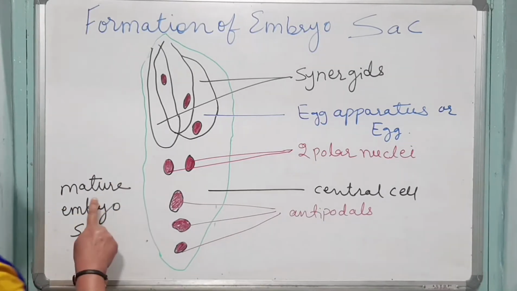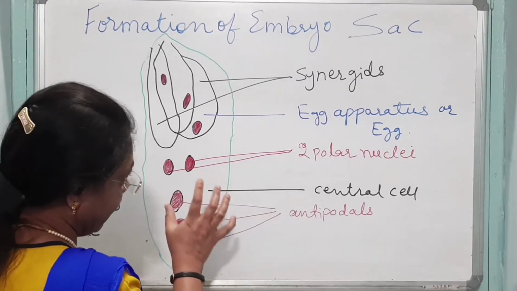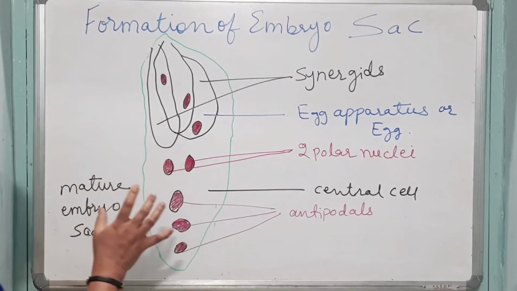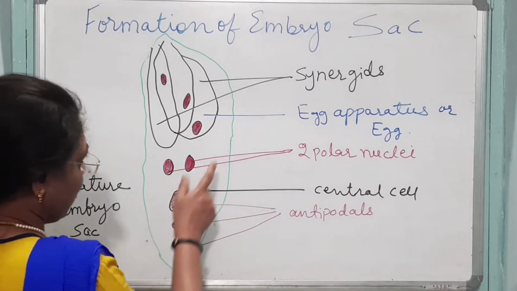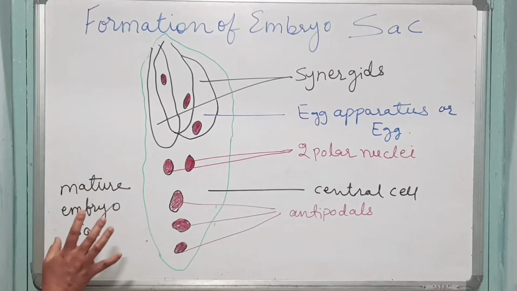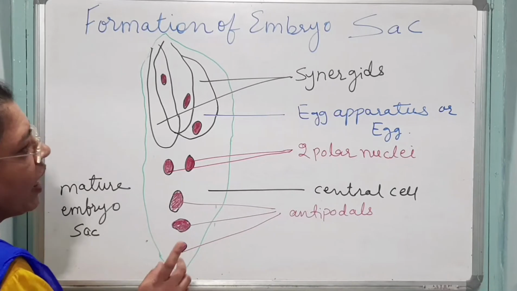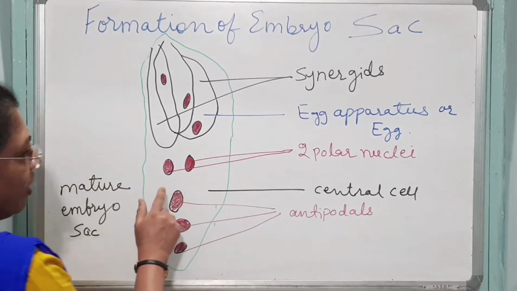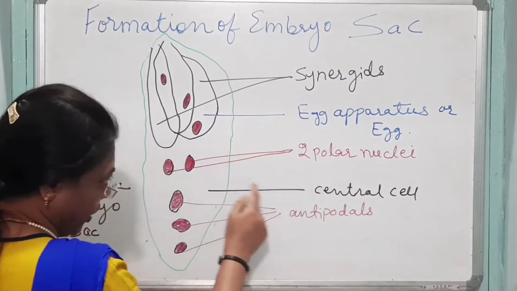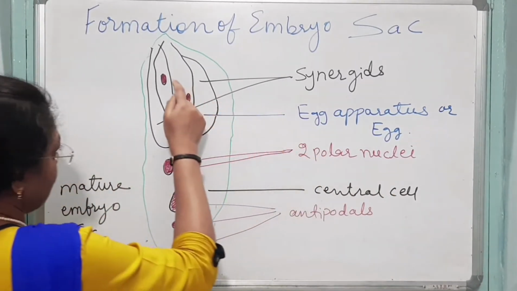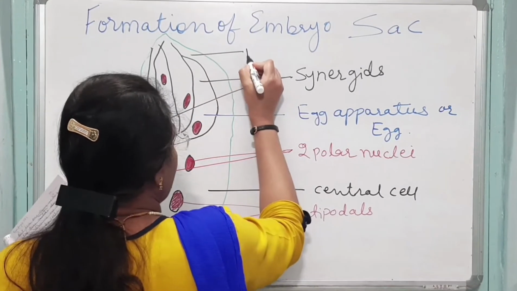So this is the diagram of a mature embryo sac. Here we will see how the 8 nuclei are distributed inside the embryo sac. As I have told you earlier, out of the 8 nuclei, around 6 nuclei the cell wall is formed and 2 nuclei are without cell wall. They are called polar nuclei and they are situated in the central cell, just below the egg apparatus.